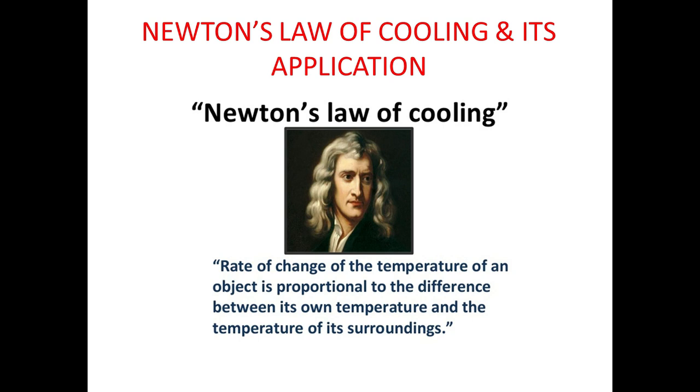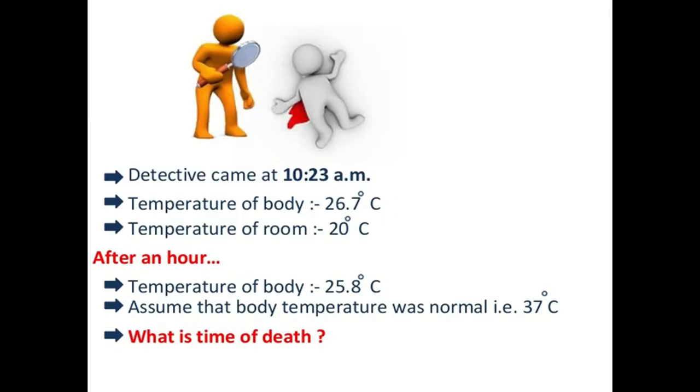Then one more example of Newton's law of cooling, in crime investigation. Here the detective came at 10:23 a.m. and the temperature of the body is 26.7 degrees Celsius and the temperature of the room is 20 degrees Celsius. After an hour, the temperature of the body is 20.8 degrees Celsius. Assume that the body temperature was normal, that is 37 degrees Celsius. Then we have to find the time of death.